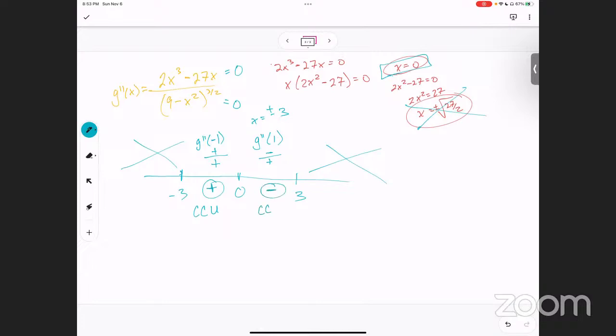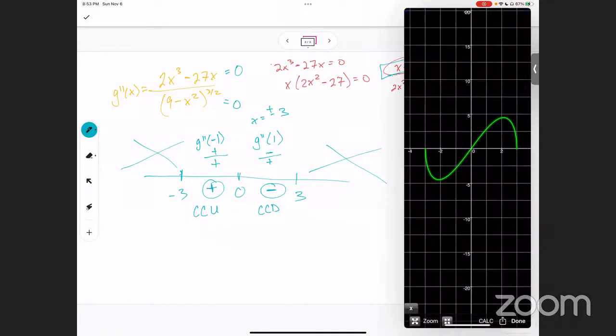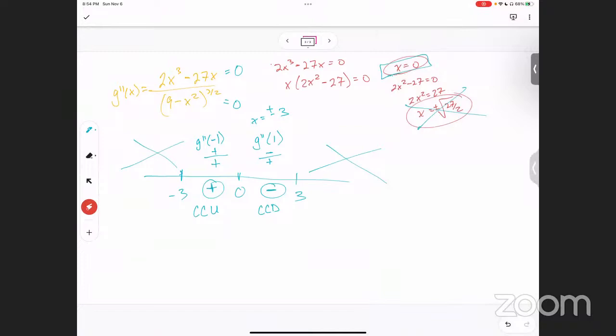Negative, which means it is concave down. And do you remember what our graph looked like? Yes, I do. Do you see how it's concave up in this region, and it's concave down in that region? So it jives with what we were doing. Okay, got it? So you would write concave up from -3 to 0, and concave down from 0 to 3, and leave them as open intervals.